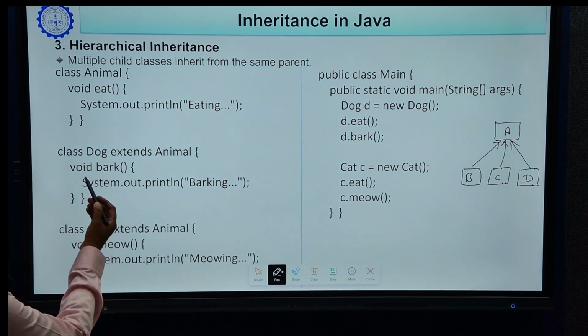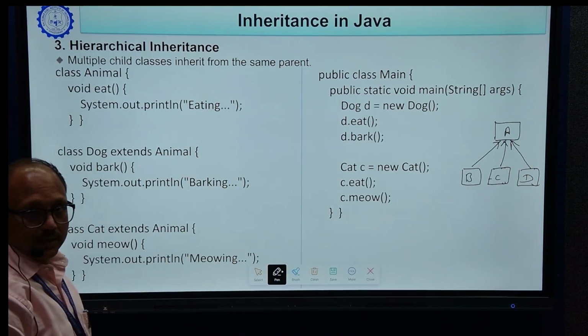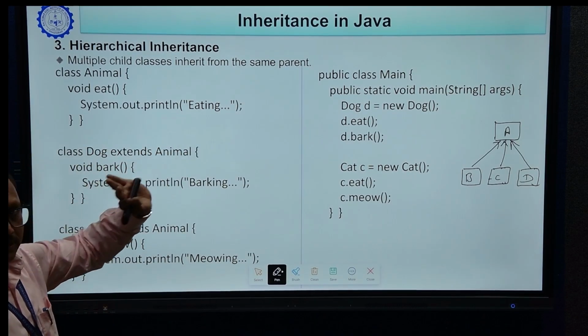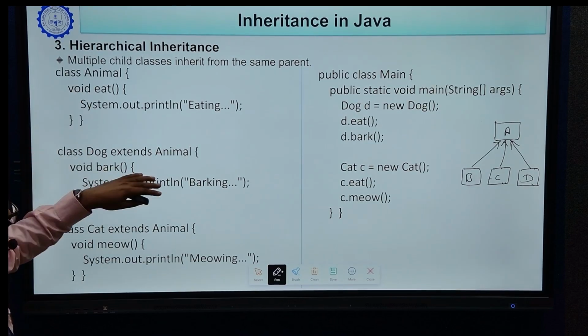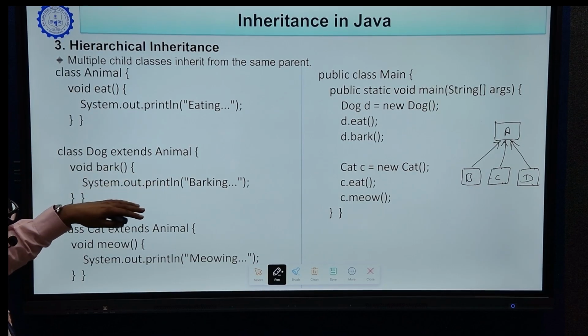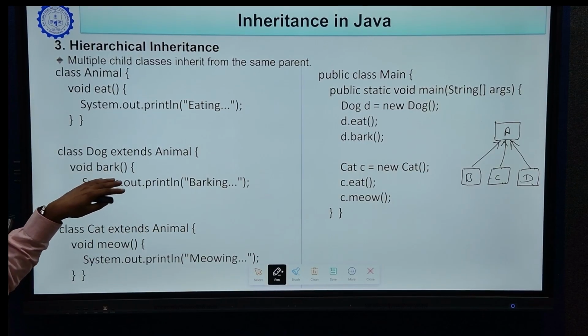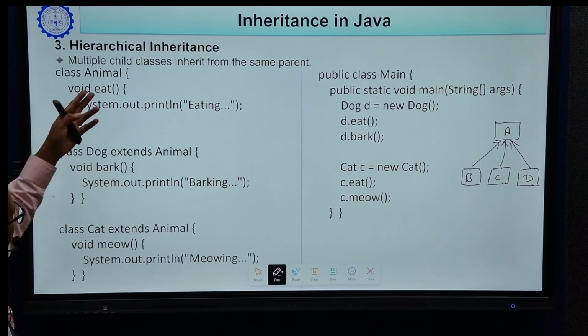Now here we are defining a parent class animal, and one method eat is written here, and the statement is eating. Another class is dog, inheriting the animal class, and one statement is written here, barking. We have a method barking, right? And another class, so dog and cat, these are the two classes inheriting the animal class.